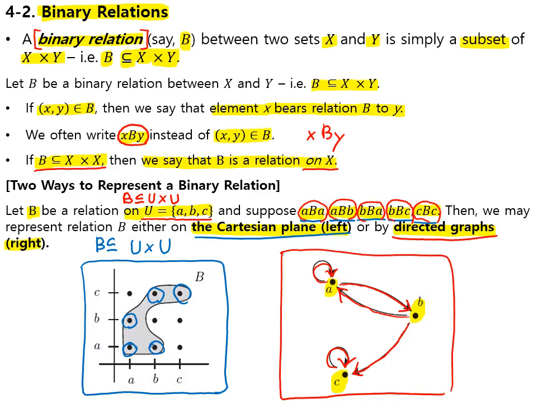And you'll notice that in comparison to using Cartesian planes, it is much more intuitively clear to understand this specific relationship between the elements by using directed graphs. But it'll be good for you to understand how a given binary relation can be represented in both ways and so forth.